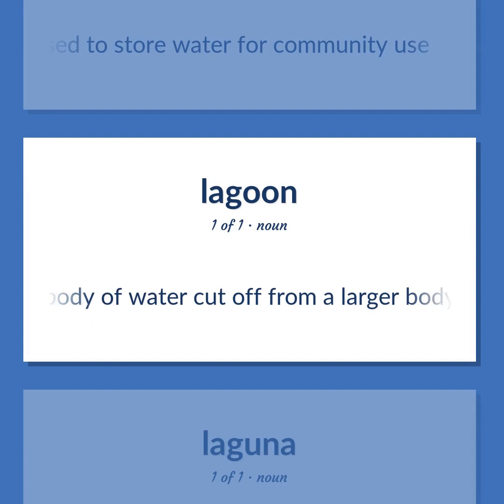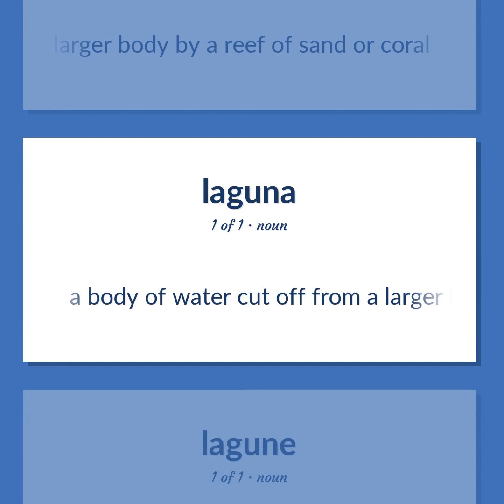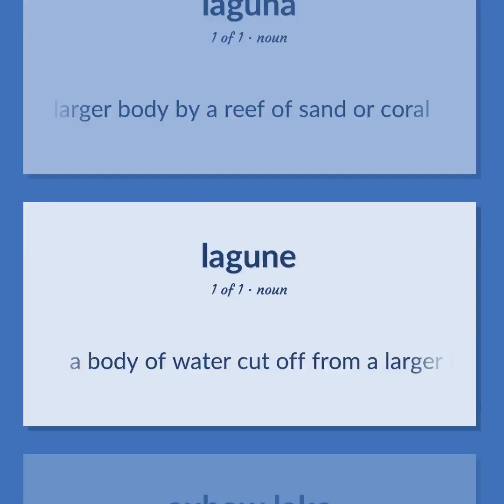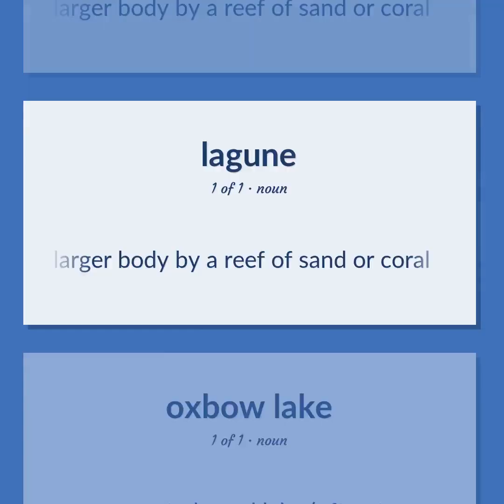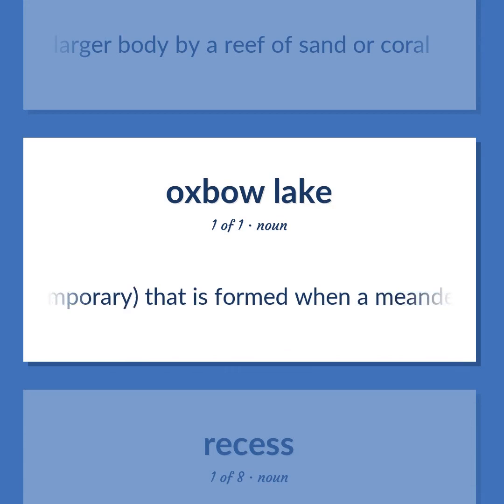A body of water cut off from a larger body by a reef of sand or coral. A crescent-shaped lake, often temporary, that is formed when a meander of a river is cut off from the main channel.